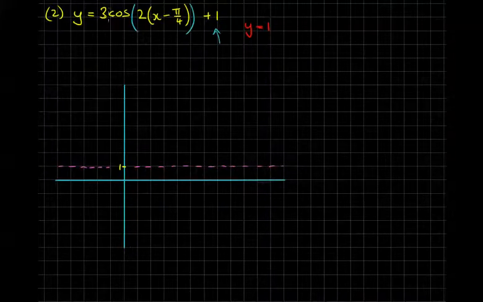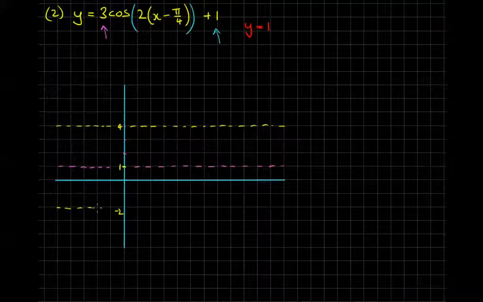Okay, and the amplitude is 3. That means from the middle we're going to go 3 units up. So 2, 3, 4, that'll be here. This is where the top of the wave is going to be, at 4. That's a gap of 3 from 1. And then below, a gap of 3 would take us down to −2. So this is the bottom.